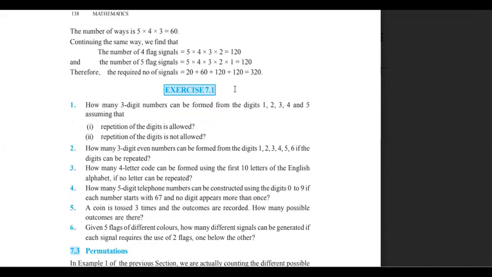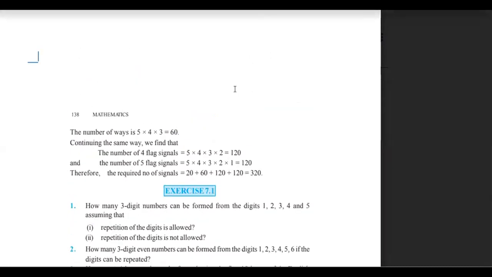Now, it is not 5 and 4, it was the number of ways only, right? If you are opting for the first flag and you have 5 flags, then for the first position, how many options do we have? Tell me, for the first position, how many options of flag do we have? Got it? That's why for the first flag, we have 5 options. Okay?